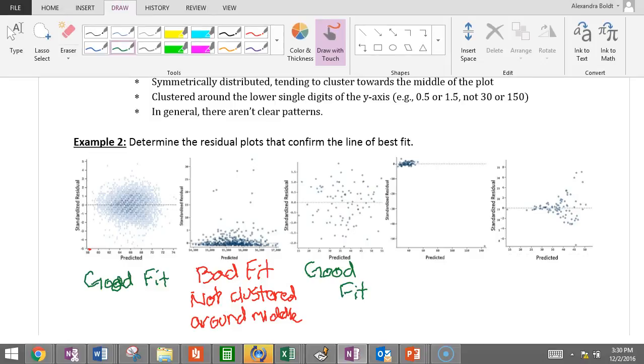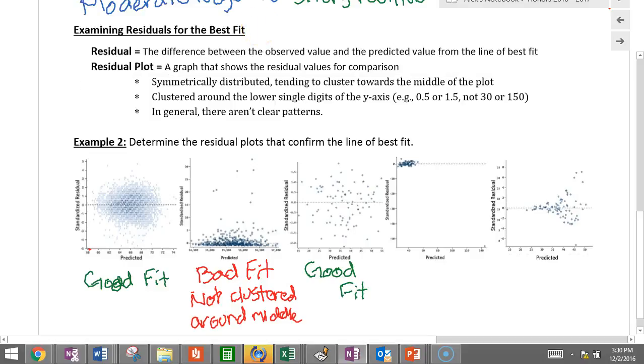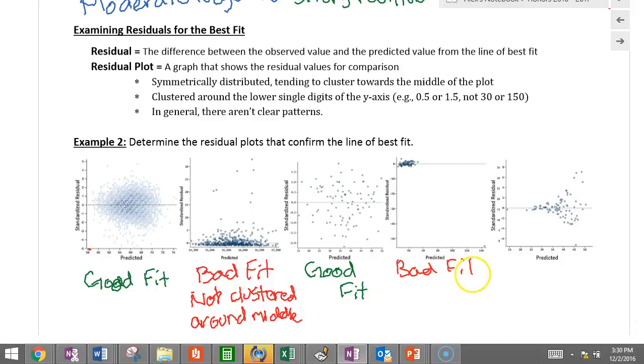Number 4. All right, well, all my points are clustered up in the corner. They are not in the middle. So this one is a bad fit. We don't want that. Because there's a few points that are dragging it down pretty much.